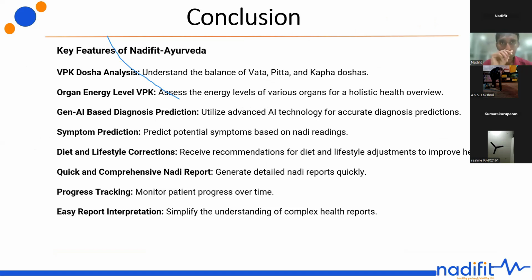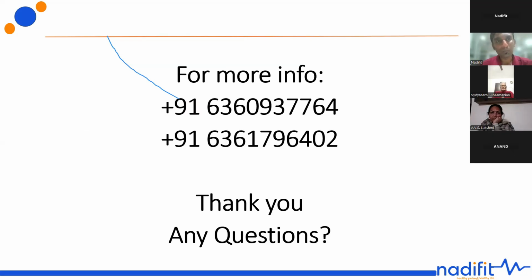And at the end, in the conclusion, especially in the Ayurveda version, we have VPK and organ energy levels, and we are using a generative AI diagnosis prediction where it generates the report for Ayurveda in the Ayurveda language. For TCM, it generates in TCM language. And we have automatic symptom prediction and diet and lifestyle corrections we are adding here. And finally, we have the wellness track feature, progress tracking. We can monitor the patient over a period of time, what happens in the patient's body before and after the treatment. Thank you. Thank you very much.